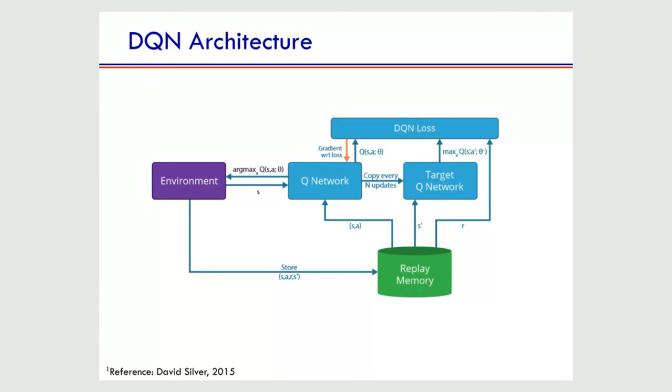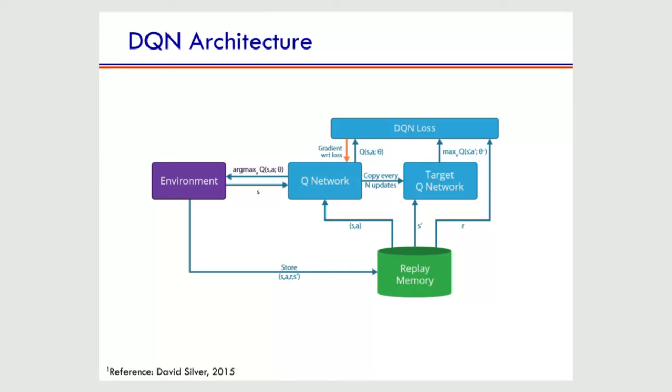So the old weights here, we're calling it theta minus. That plus R is the target, and then SA's prediction is the prediction, and the difference between those two is the square loss. You want to change the theta such that the square loss is small. Okay, so that's the gradient update. Any questions about this?